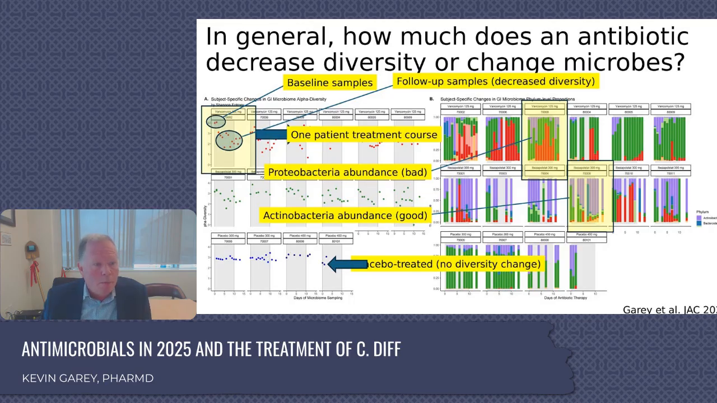Now go up to the top left-hand corner, my first box. That's one patient again. In this case, this patient is given vancomycin. Those two red dots up at the top, that's the baseline sample, so very diverse samples. And then you see that sudden drop, that's illustrating the decreased diversity when you give an antibiotic, in this case, vancomycin.